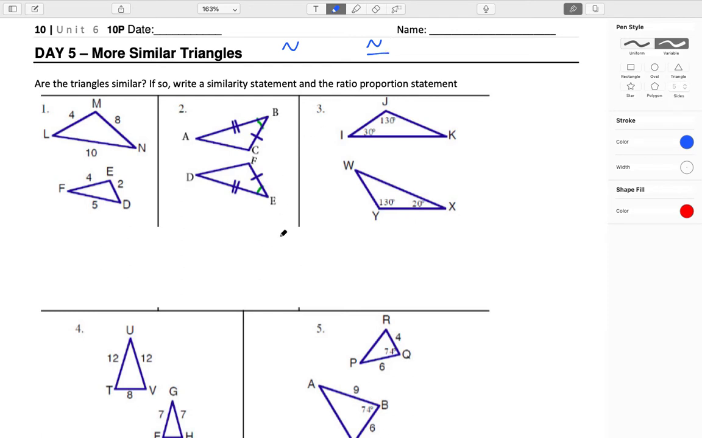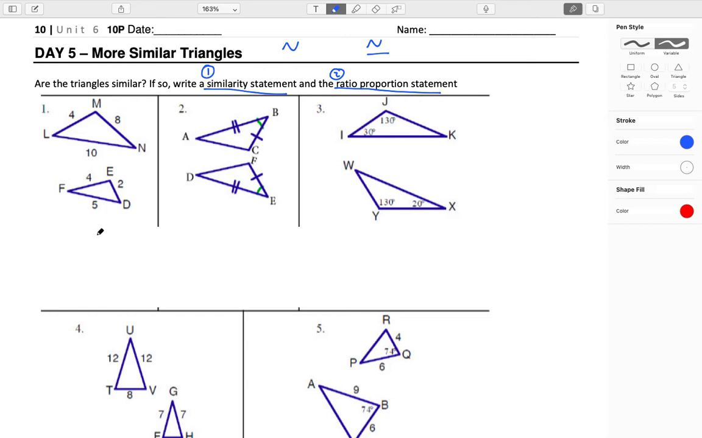Okay, so let's do an example for number 1a. Are the triangles similar? And if so, write a similarity statement and the ratio proportion statement. So for number 1, there's no exact angle that is the same. We do know that we're given 4, 8, 10, and then 4, 2, 5.